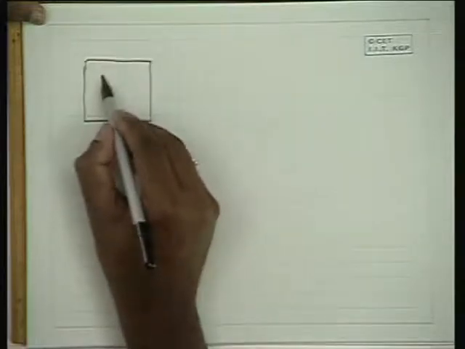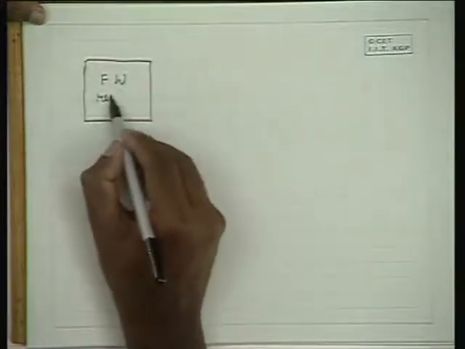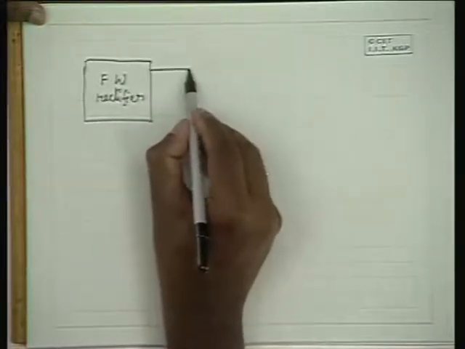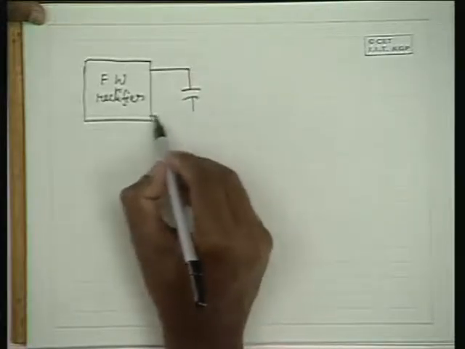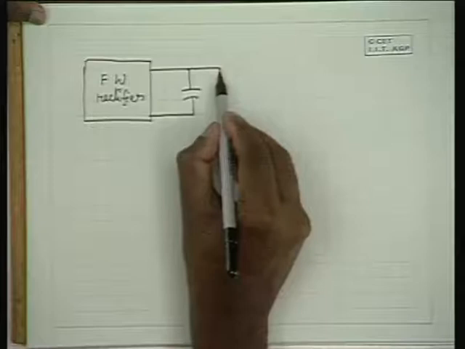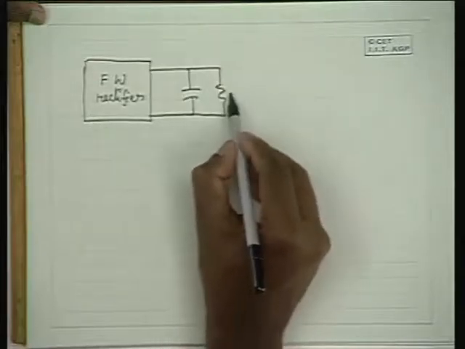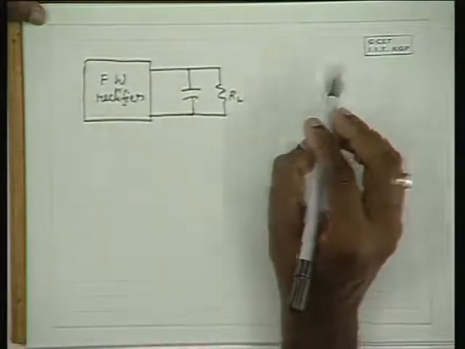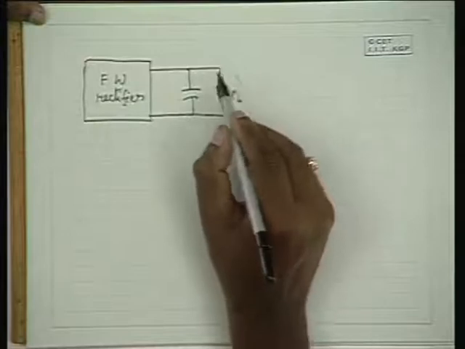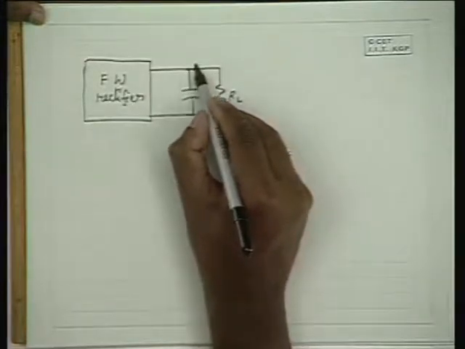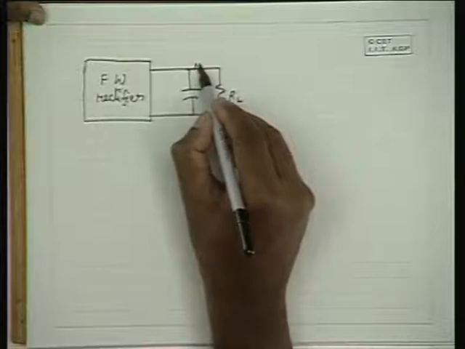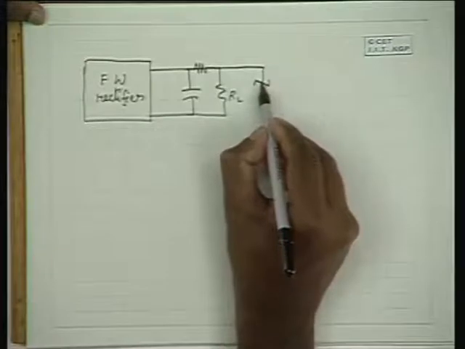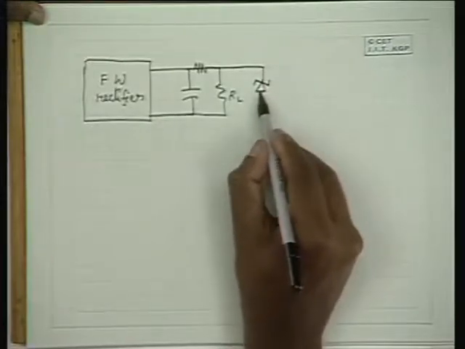So this is a full wave rectifier with only diodes, and we have, say, a capacitive filter and say this is our load resistance RL. Okay. Now, if you introduce a series resistance over here and connect a Zener diode, this is the symbol for the Zener diode.